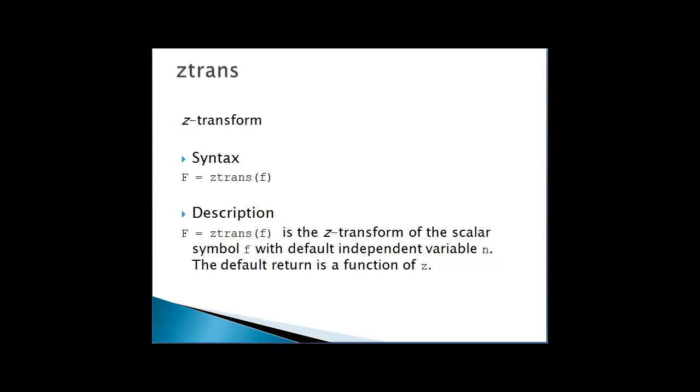The syntax for the Z transform used in MATLAB is f equal to ztrans of f. In the place of f, we write the function. Now, for the description of this, ztrans f is the Z transform of the scalar symbol f with the default independent variable n, and the default return is a function of z. We'll see some example based on it.